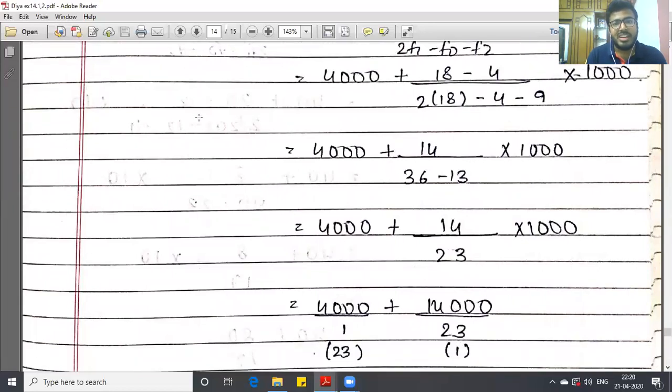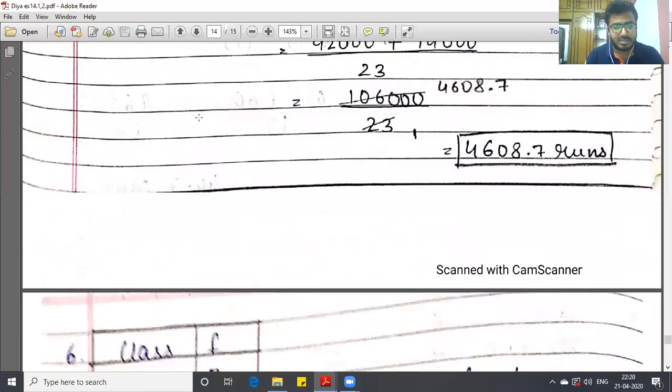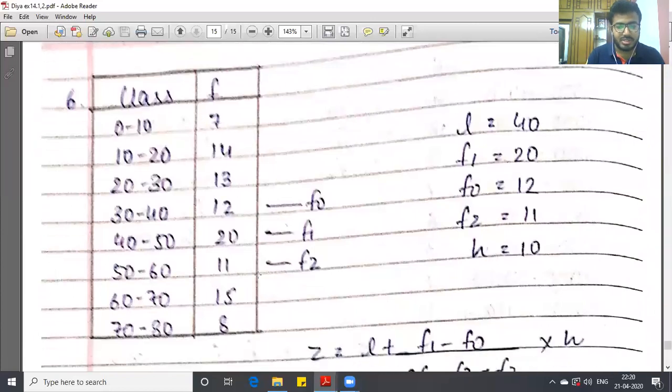Okay, we'll be discussing a missing frequency in the mode. It is not in the textbook. We'll be discussing it in the next day. Okay, next session we'll be discussing it. Now the last question, the sixth one.